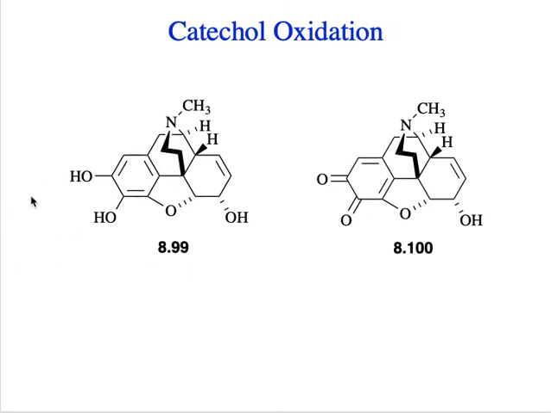Another example, this is catechol. So this is this system here, the benzene with 2 OH groups. For some of these morphine and other codeine type structures, if they have a catechol, they can be oxidized to an orthoquinone. Right, so we have an orthoquinone system there.